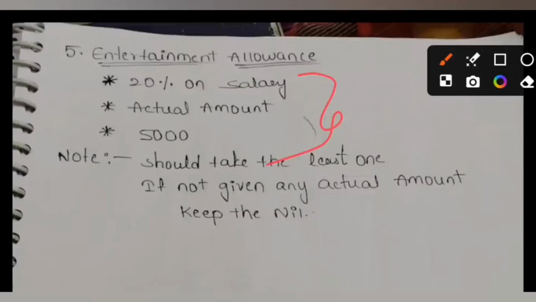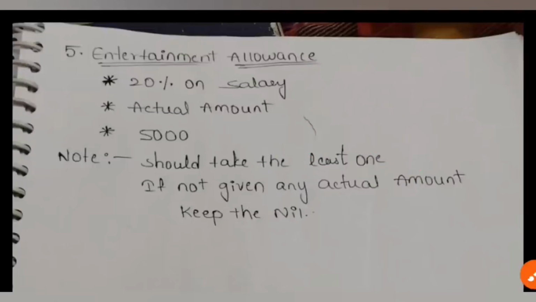Entertainment allowance is 20% of the salary, the actual amount, and the default is 5,000. Whatever is the least, we take that. We were taking it on the deduction side. Okay, so I hope you have understood these points. Now let's do a problematic question.